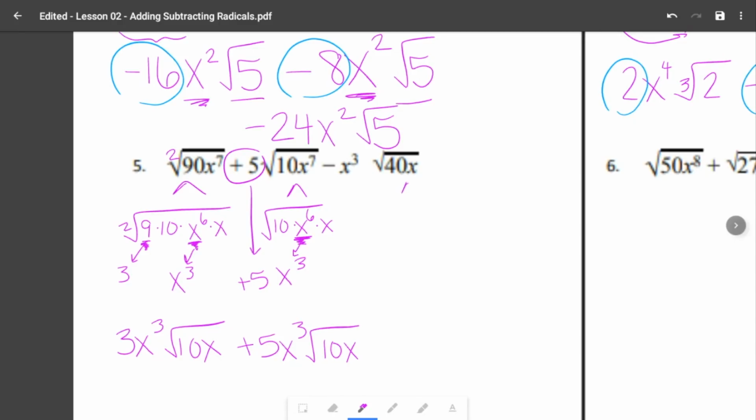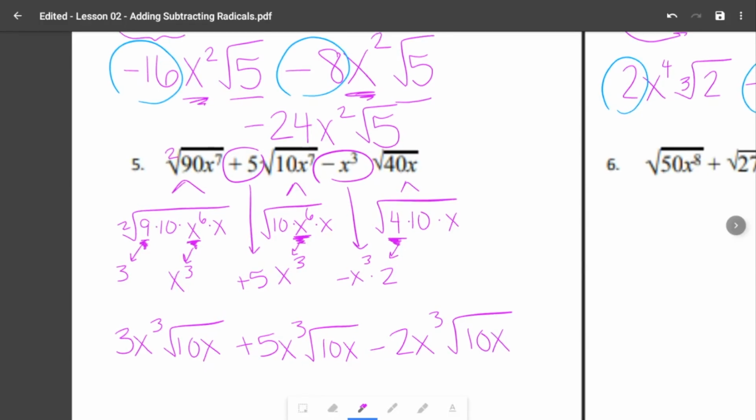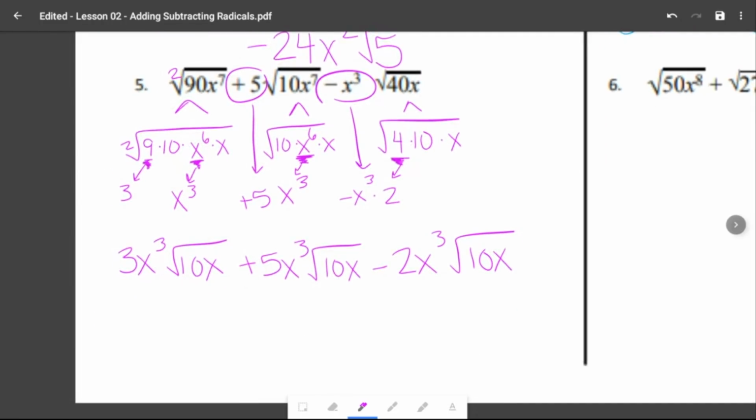Last one now. Breaking up, only the 40 has to break up. It is 4 times 10, with the 4 being a perfect square. That x is left inside. The 4 comes out as a 2. And don't forget the negative x cubed from the front there. So this one becomes negative 2 x cubed with radical 10x left inside.